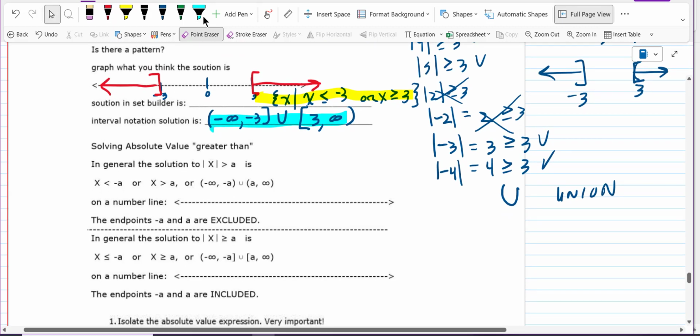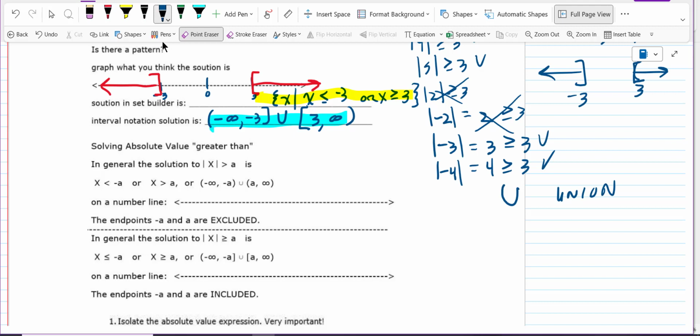Okay, so it's real helpful if you understand why these solutions work the way they do. All right, so here's kind of a summary right here. If you're solving the absolute value of x greater than a, then on a number line, it's going to go like this. You're going to have a and negative a, and your solutions are going to be bigger than a and smaller than negative a, like that. Okay, the interval notation solution will look like that. Negative infinity to negative a, and then union a to infinity.